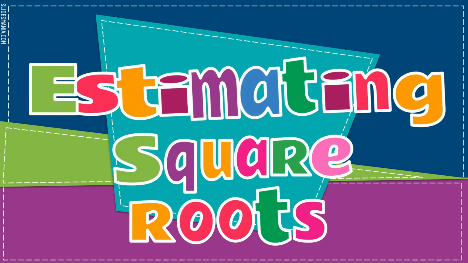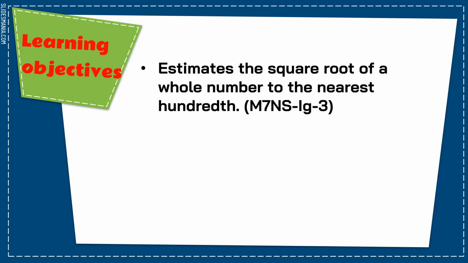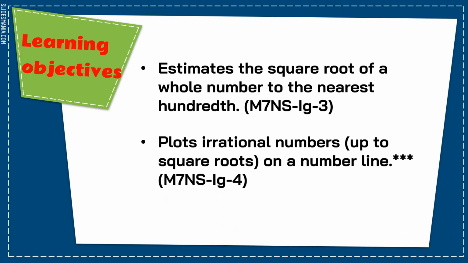You've learned about irrational numbers, so this time we will be discussing estimating square roots to the nearest hundreds. At the end of this lesson, you should learn how to estimate the square root of a whole number to the nearest hundred and plot irrational numbers on a number line. But before we proceed with our lesson, let us test how much you've learned on our previous lessons.